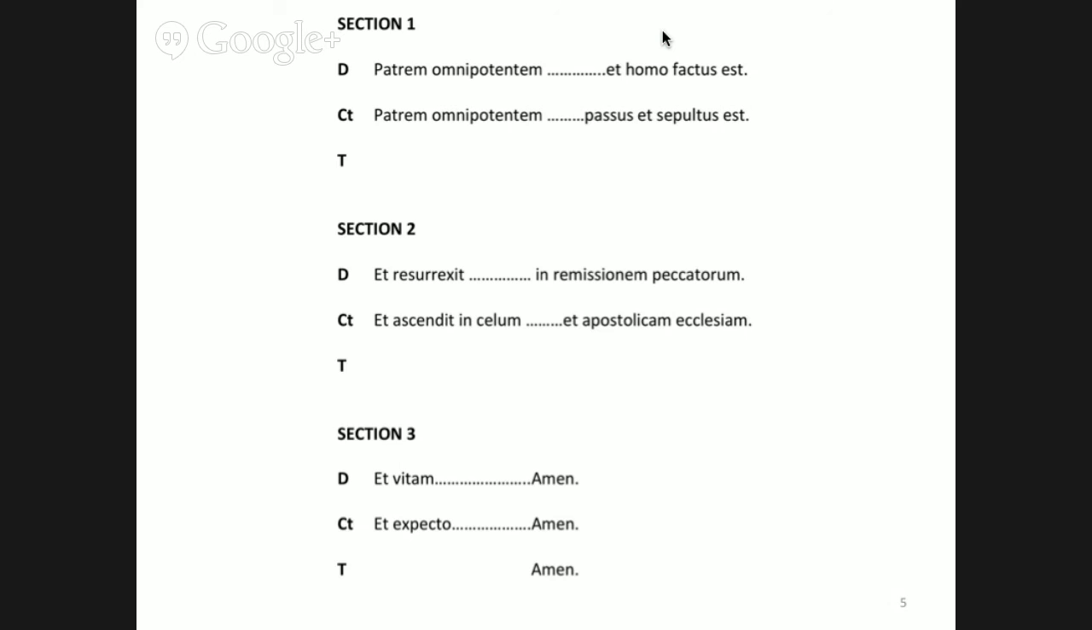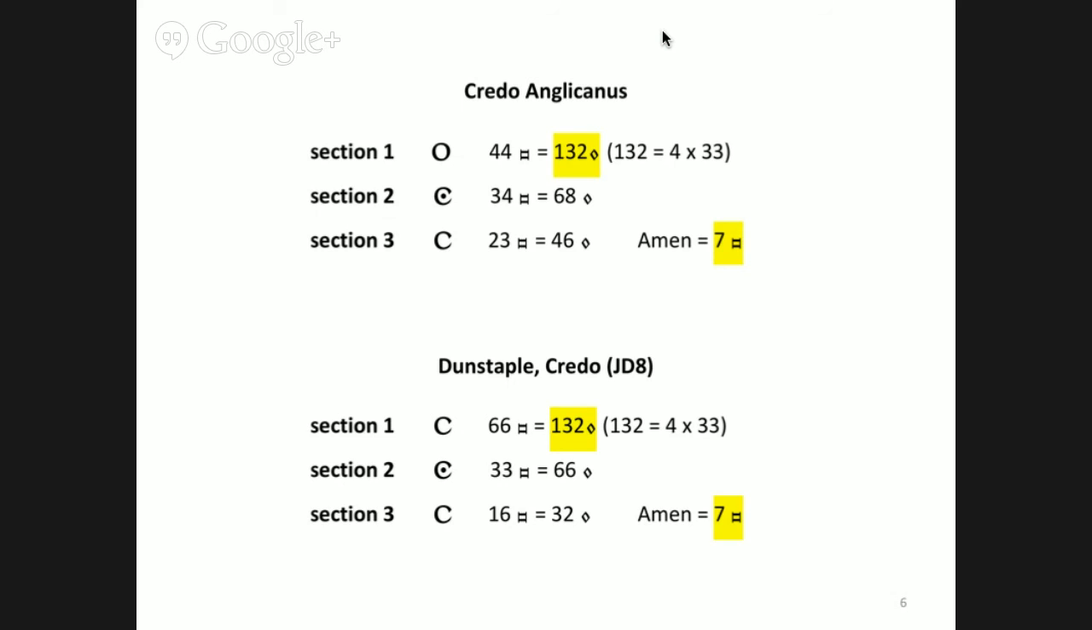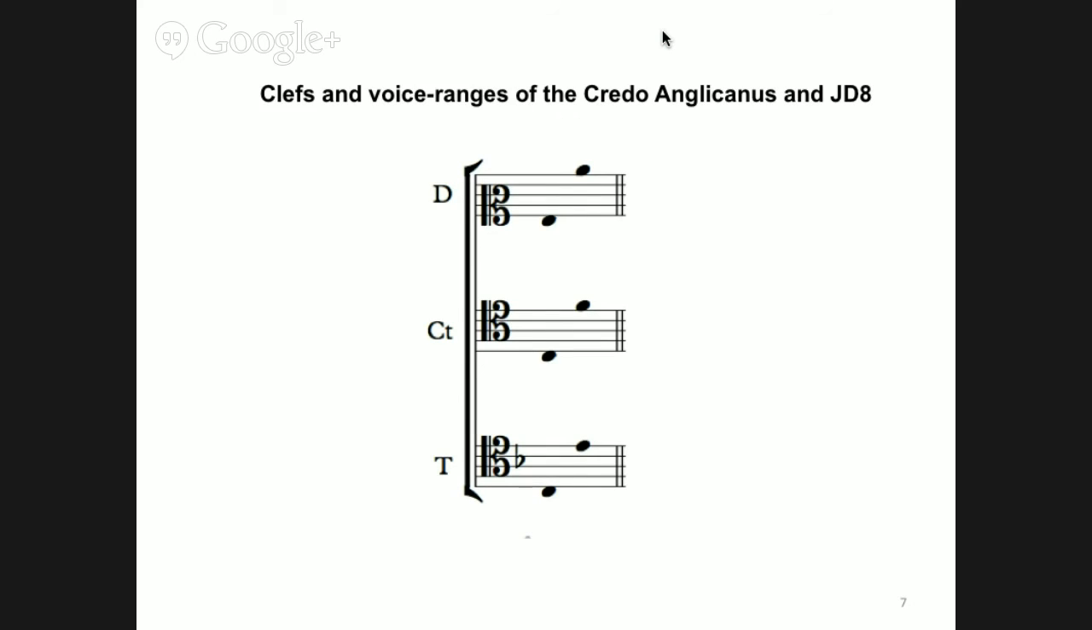On closer inspection, other resemblances emerge. The opening sections, for instance, though written in different mensurations, are identical in length, 132 semibreves, 4 times 33, the number of Christ's years on earth. This could be coincidence, yet it appears that JD8 is one of just two works ascribed to Dunstable that contains a section this length. The settings of the Amen are also identical in length, 7 breves, while the middle sections, each notated in C dot, are almost identical. Both works, moreover, have the same clefs and voice ranges, a configuration found in no other composition ascribed to Dunstable.